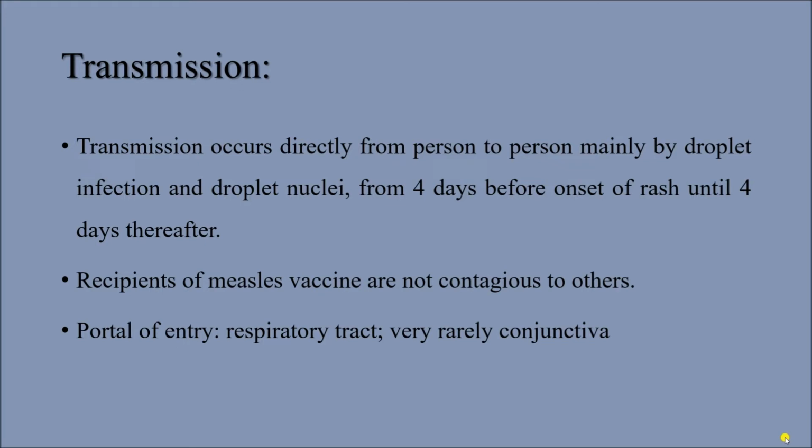Person to person transmission can occur by droplet infection or droplet nuclei, and we also already discussed the period of communicability, which is 4 days before the appearance of rash up to 4 days after the appearance of rash. A child who has received the vaccine is not contagious to others. Since this is a respiratory infection, the portal of entry most commonly is the respiratory tract, but very rarely it can also be the conjunctiva.